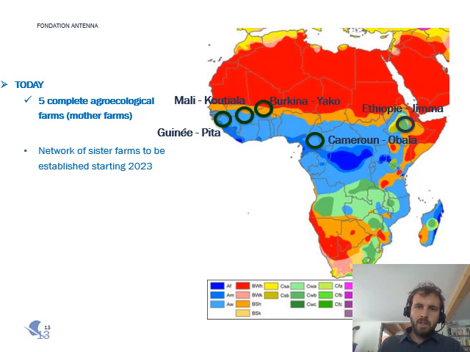So to this date, we have 5 complete agroecological farms established. The first one was in Cameroon in Obala, then in Burkina Faso in Yako, then in Kuchala in Mali, then in Pita in Guinea, and since last year in Ethiopia in Jima. And we are starting to establish networks of sister farms in Burkina Faso and Guinea, and hopefully next year in Ethiopia and Mali. So just here a map to see where we are active according to the Köppen classification of climate.